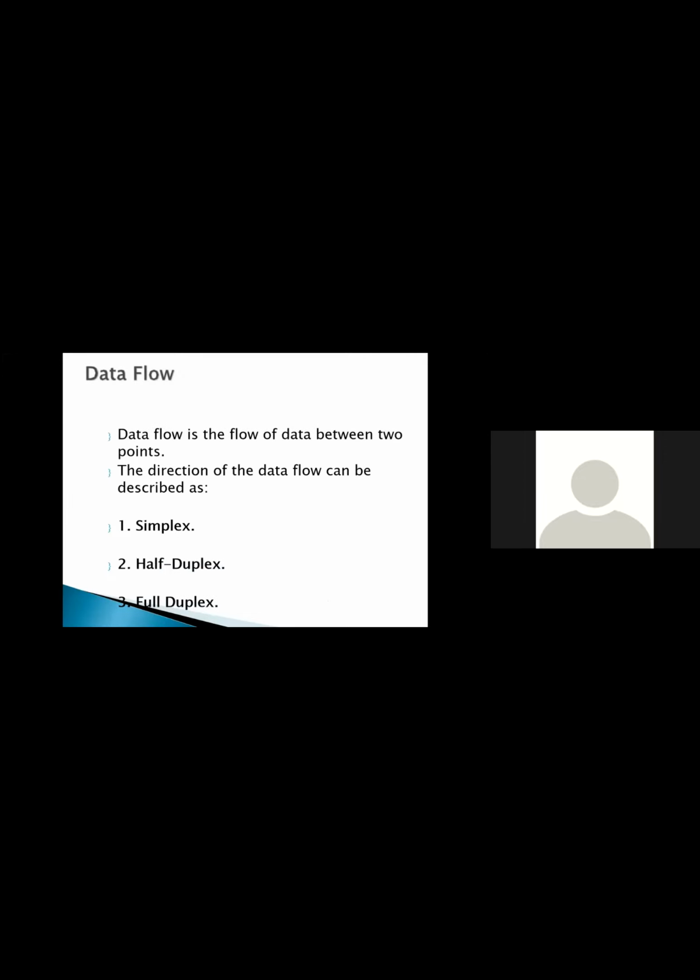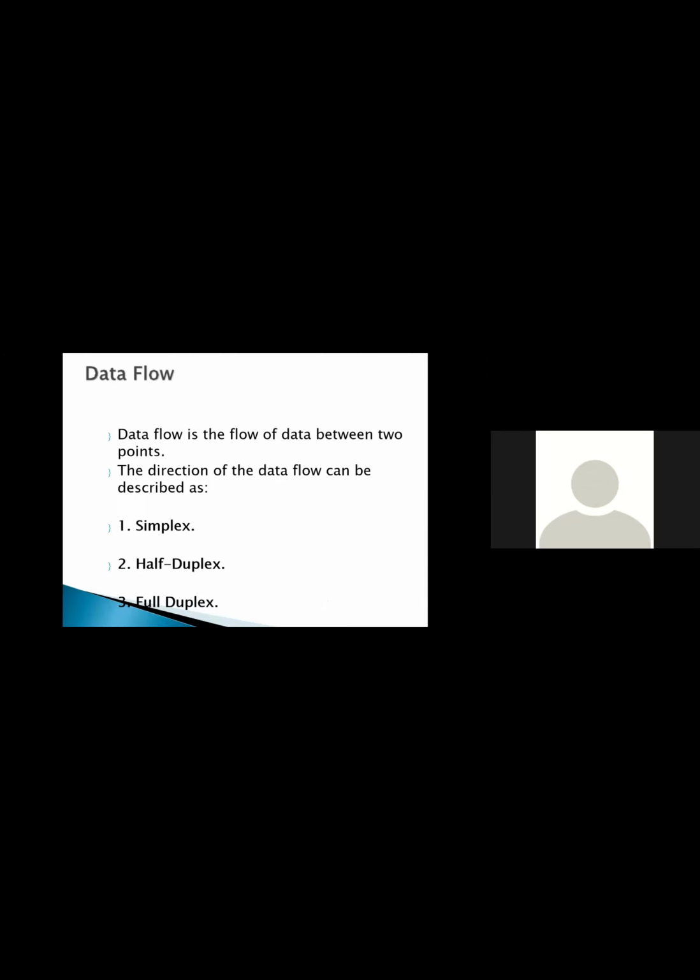Data flow. Data flow is the flow of data between two points. The direction of the data flow can be described as simplex, half duplex, or full duplex. Would like to elaborate. In simplex, data flows in only one direction on the data communication line. Examples are radio and television broadcasts.